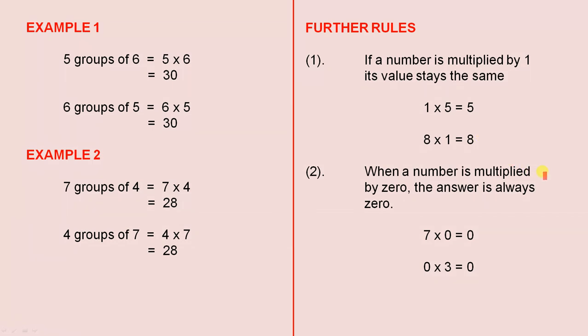The second rule: when a number is multiplied by 0, the answer is always 0. Some examples: 7 times 0 equals 0, 0 times 3 equals 0.